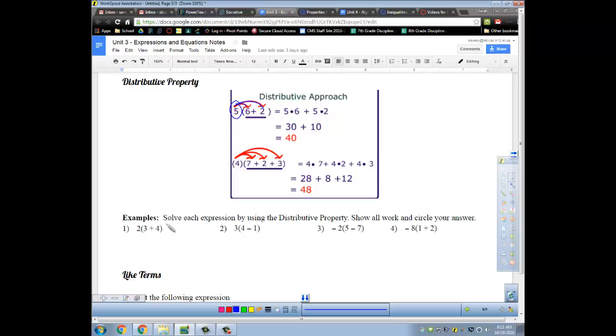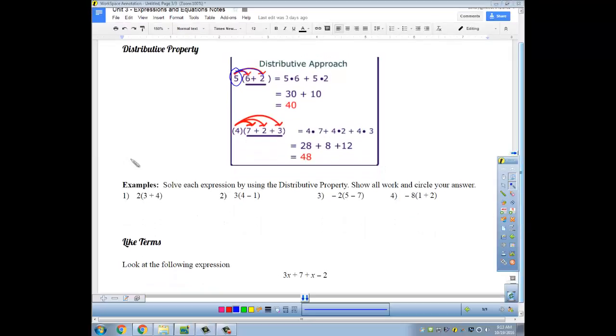So if we look at example 1, we're going to go shoo, shoo. So I have 2 times 3. I have a plus sign there, so plus, then 2 times 4. And then I'm going to solve this. Remember, order of operations says we multiply first. So I'm going to multiply both pairs of numbers. 2 times 3 is 6. Bring down your plus sign. 2 times 4 is 8. Then I solve that. 6 plus 8 is 14.